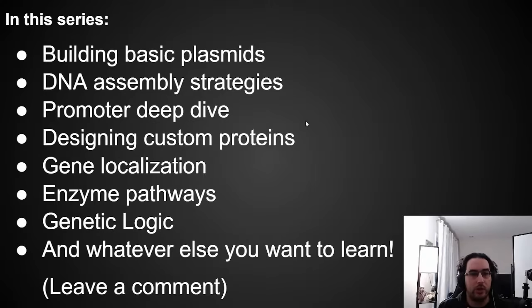The things we're going to go through: building basic plasmids, because plasmids are sort of the core of genetic engineering. Even if you're doing stuff that isn't going to be a plasmid in the end, it's how you get the DNA where it's got to go. We're going to talk about DNA assembly strategies, because legitimately building DNA is one of the hardest parts of genetic engineering. Writing the code is trivial, but actually making it is far more difficult. We're going to go through a deep dive on promoters and different ways to control gene expression. We're going to talk about designing custom proteins. We're going to talk about gene localization, so getting expression of different proteins in specific places in specific organisms.